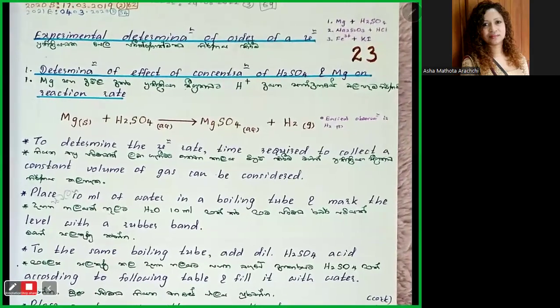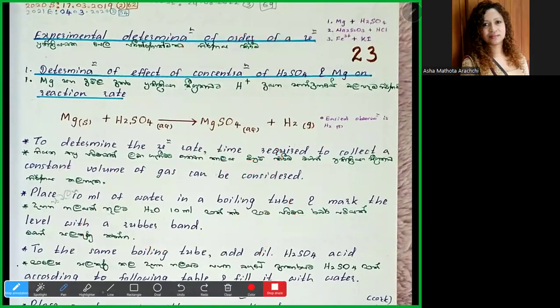So the very first topic we have written: experimental determination of order of a reactant. Under that, the very first one, let's write topic number 1. Determination of effect of concentration of H2SO4 and magnesium on reaction rate. Let's copy this equation.